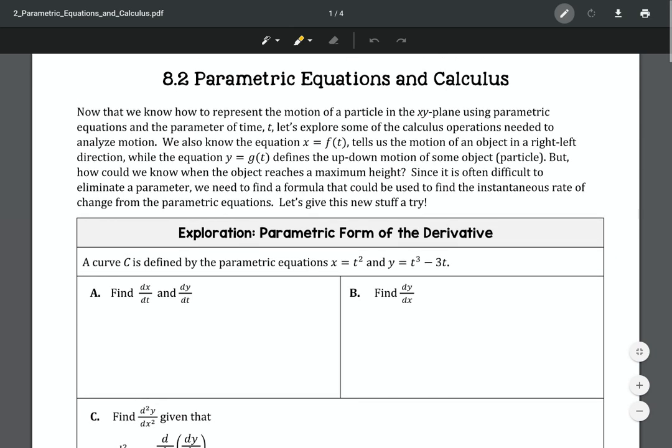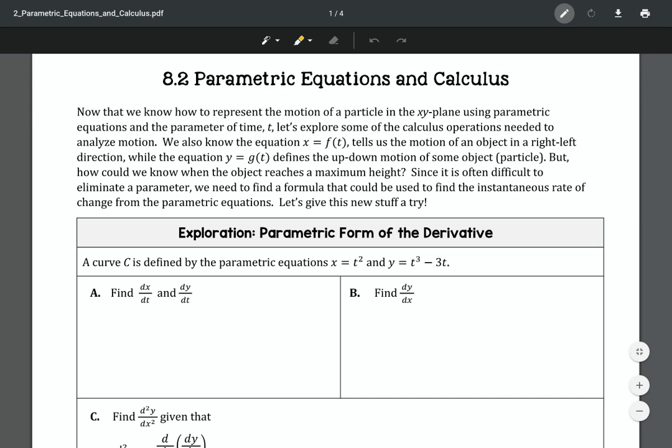All right, so today we're going to talk about parametric equations in calculus. In the previous lesson, we talked about what a parametric equation was and why they're useful. And today we're going to show you a few things that will help you specifically when it comes to the motion of an object. First, let's say that we have a curve C that's defined by the parametric equations x is equal to t squared and y is equal to t cubed minus 3t.